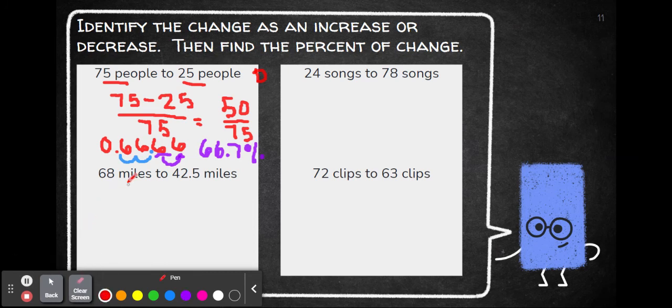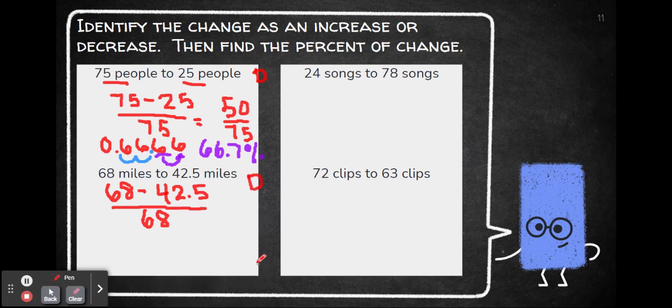The next example says 68 miles to 42.5 miles. What should you set up in the numerator of this fraction? 68 is your starting amount, and it's the larger amount. So we'll subtract 68 minus 42.5. What number goes into the denominator? The original amount always goes into the denominator, so we'll put 68 here. Since our original amount went down, we know that this is, again, a percent decrease. Now you can use your calculator to help you solve.